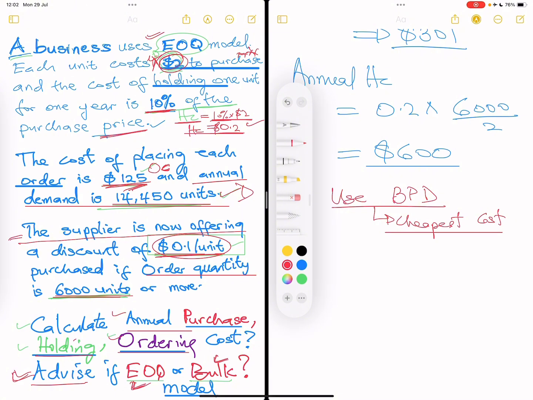So that is it with this question. And remember, I always tell you, always ask yourself why and why and why. It's very important in whatever you do. It makes you have a good understanding.